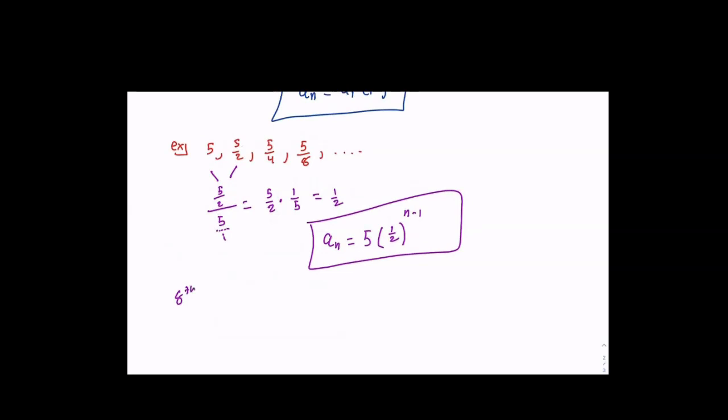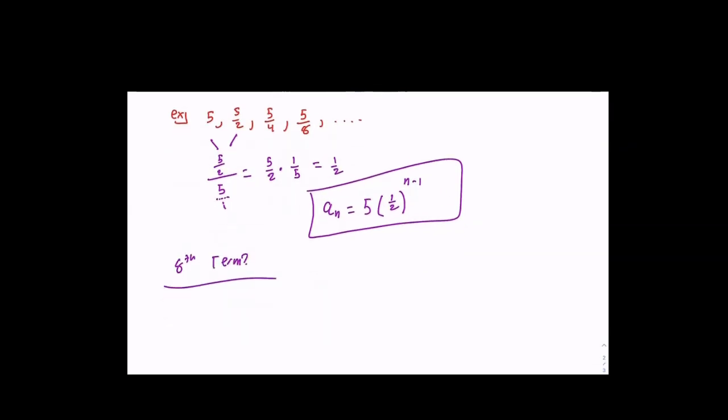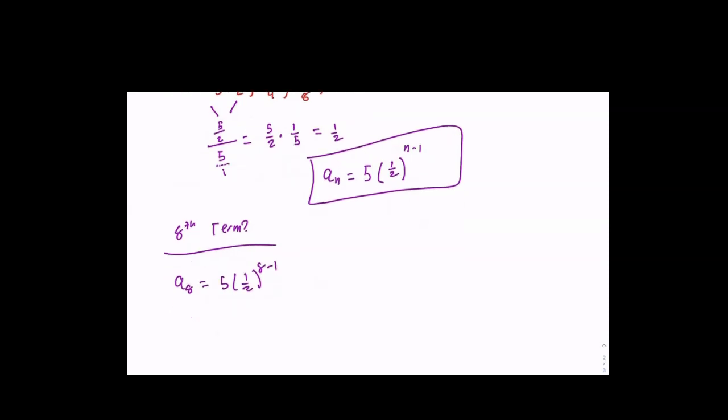If I said, what is the 8th term? The n by the 8th. Good, so 5 times 1/2 to the 8 minus 1. And we should probably just go directly to a calculator on this part, and you will get a decimal.